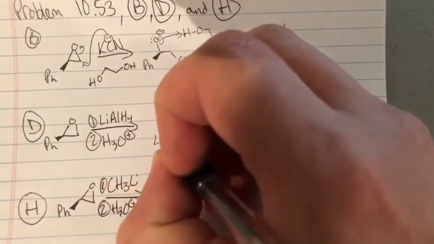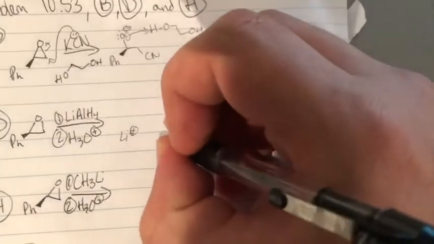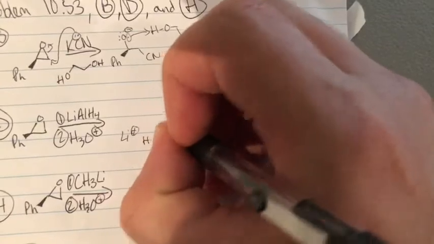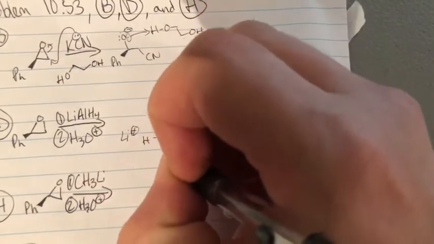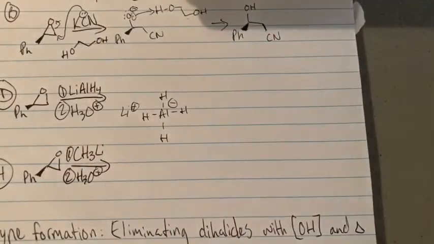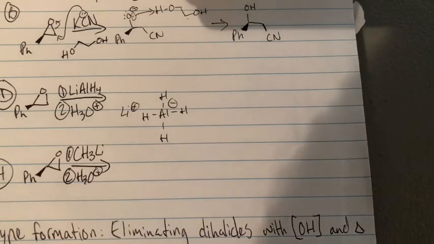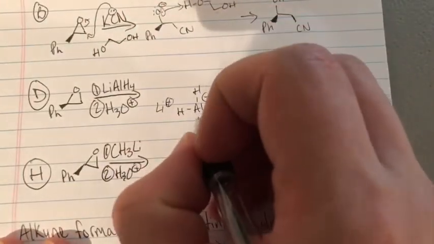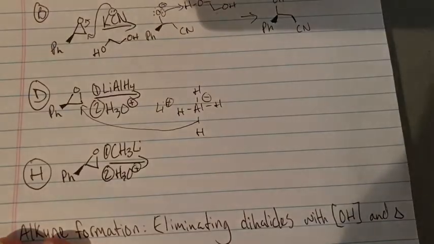So lithium aluminum hydride is going to look like this. So lithium plus, and then aluminum is going to be the center element. Okay, so aluminum is going to have a formal negative charge. So that means one of these hydrogens is going to act as a nuke. Okay, so it's effectively like an H minus, if you will.